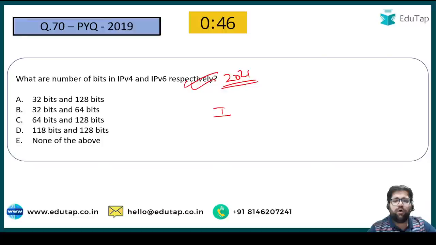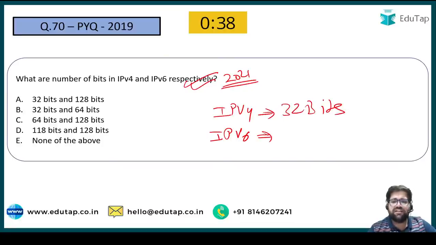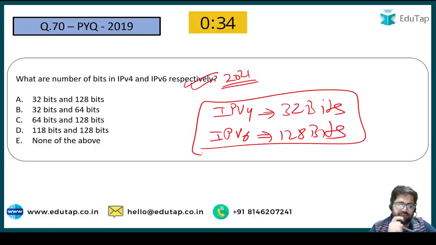Okay, so remember now IP version 4 and IP version 6. In IPv4, we have 32 bits. In IPv6, we have 128 bits. And can someone let me know which version of IP we are currently using? Or I should say, maximum people are using which version of IP?